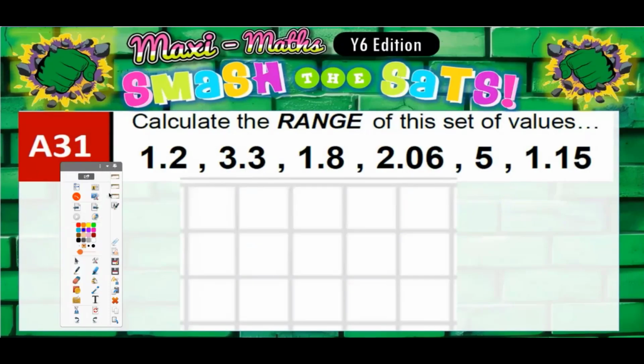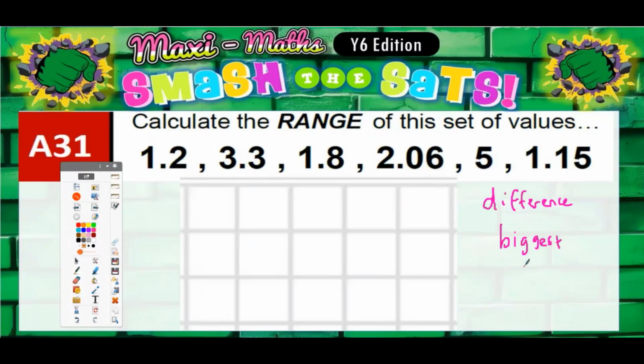Question 31. Calculate the range of this set of values. Well, we've got a little poem. Hey diddle diddle, the median's the middle. Add them up, then divide, that's the mean. The mode is the one that happens the most, and the range is the difference between. So it is the difference between the biggest and smallest.